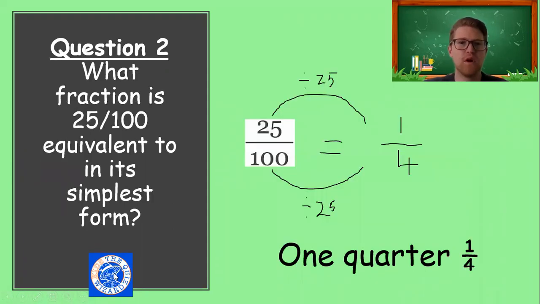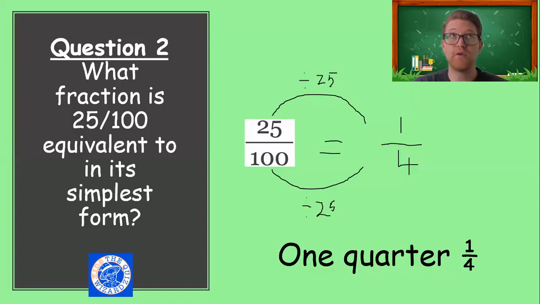Question 2. What fraction is 25 hundredths equivalent to in its simplest form? So the answer is 1/4. As I've shown you here, what you need to do is find a number that the numerator, 25, and the denominator, 100, are both divisible by. So what fits into 25 and 100? 25 does. If we counted on in 25s, 1 25 is 25, so our numerator would be 1. Or how many 25s fit in 100? 25, 50, 75, 100. 4 fit into 100. So our denominator would be 4, 1/4.